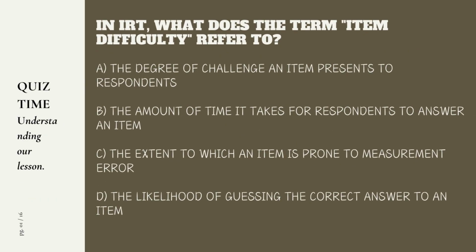In IRT, what does the term item difficulty refer to? A. The degree of challenge an item presents to respondents. B. The amount of time it takes for respondents to answer an item. C. The extent to which an item is prone to measurement error. D. The likelihood of guessing the correct answer to an item.